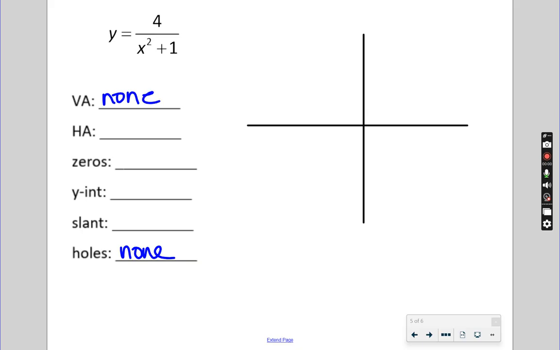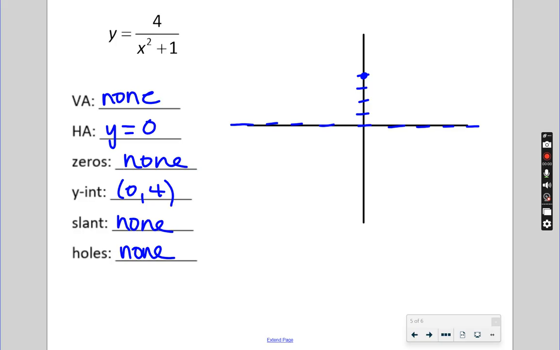All right, horizontal, top heavy, bottom heavy, equal. Bottom heavy, so y equals what? 0, okay. There's something. What about zeros? Set the top equal to 0, what do you get? None, okay. Y-intercept? 4, okay, so 0, 4. Interesting. I have a singular point. I don't even have any vertical asymptotes.